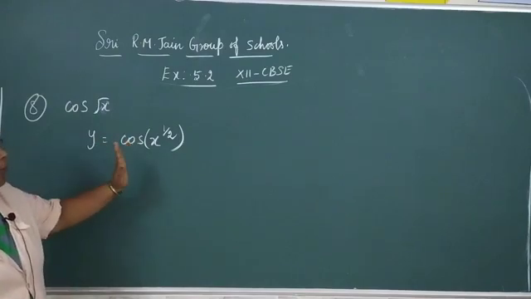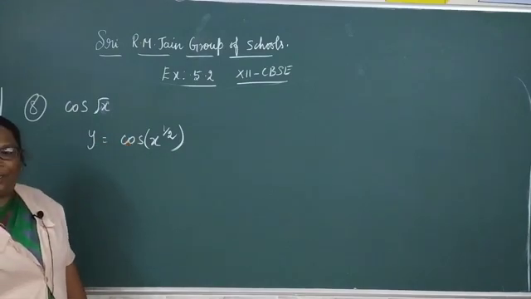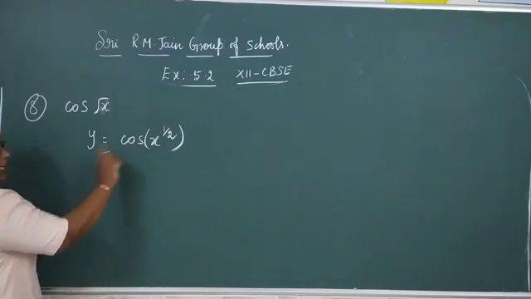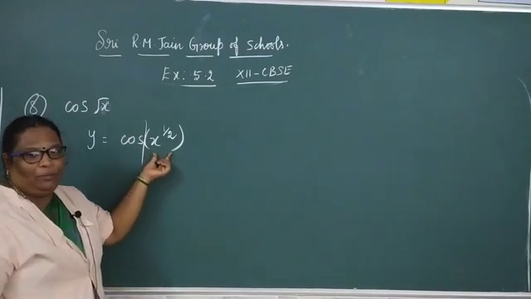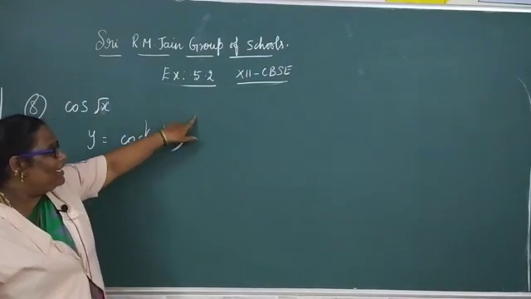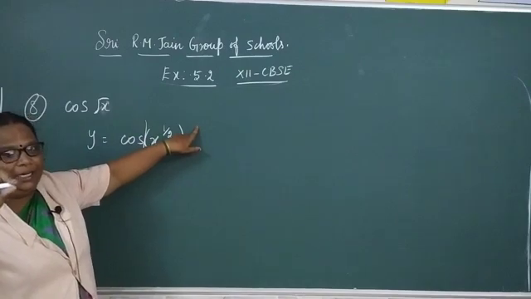How many terms are there? 2 terms. Because cos of x is 1 term, then x to the power 1 by 2 is 1 term. If it is in a power, that is a 3 term.